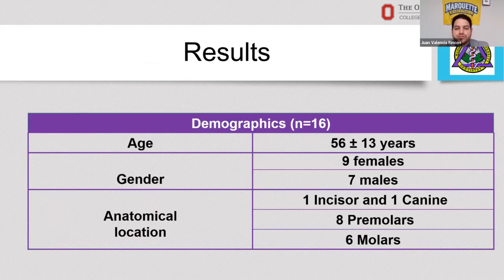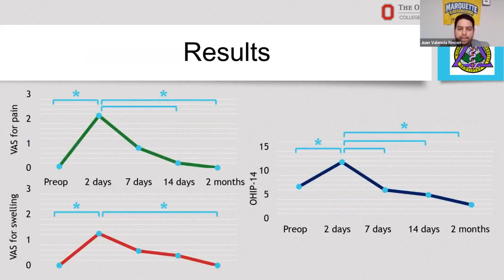Going into the results so far, when I presented this, 16 patients had participated. In terms of age, the mean average was 56 years old, with 9 females and 7 males. In terms of anatomical location, we had 2 from the anterior section, and mostly they were all premolars and molars, 8 premolars and 6 molars.